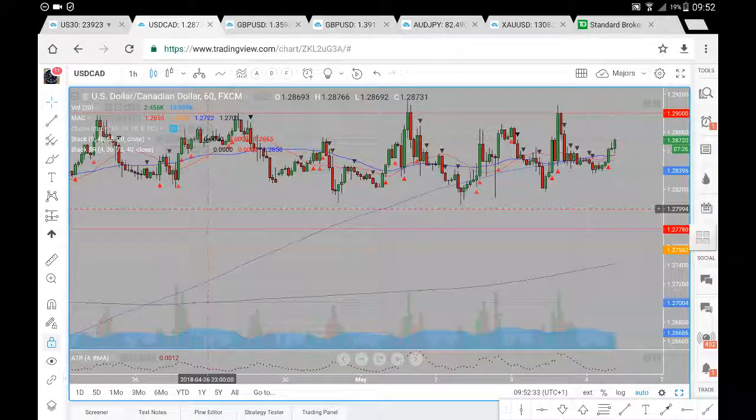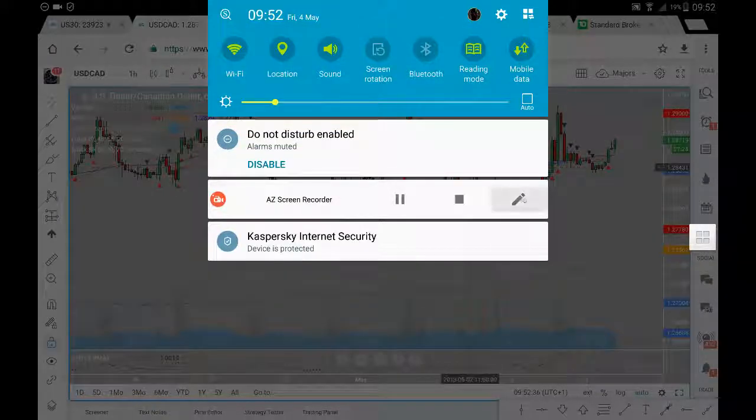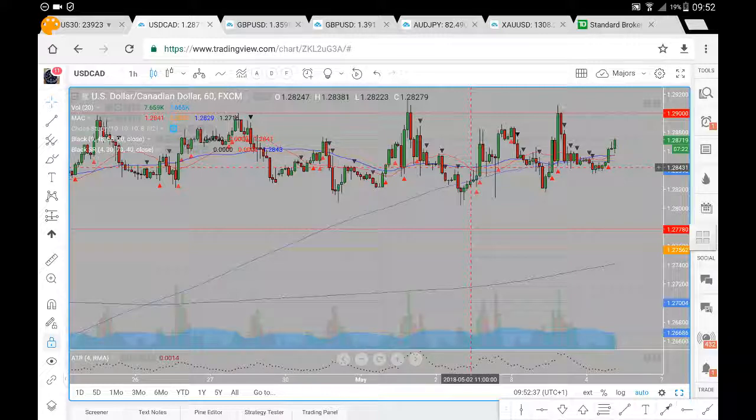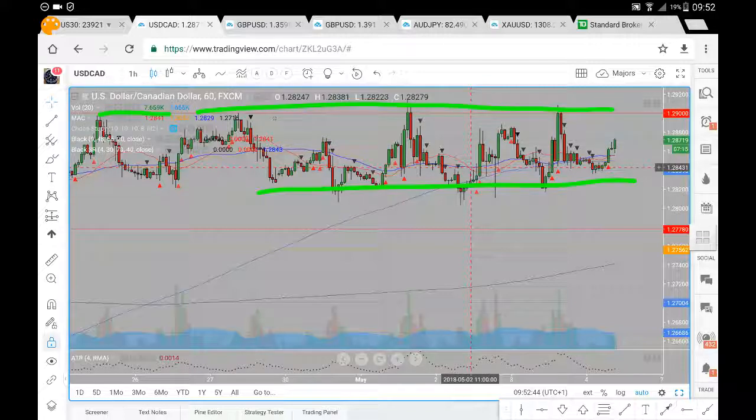So this is the US dollar CAD analysis for Friday the 4th of May. Now, let's just have a look at the prices, where prices may likely go. We did mention previously that we have gone into a bit of a trading range here on the US dollar CAD. And as we can see, this trading range is playing itself out.